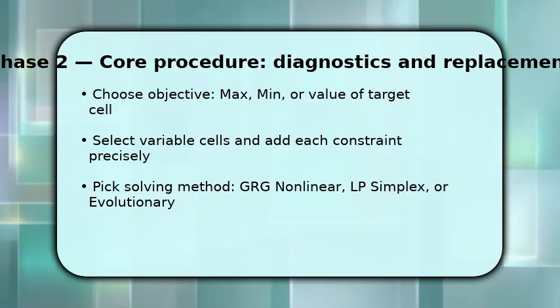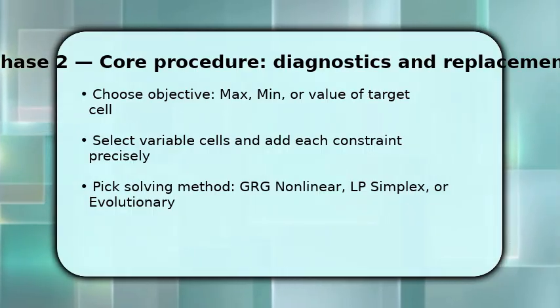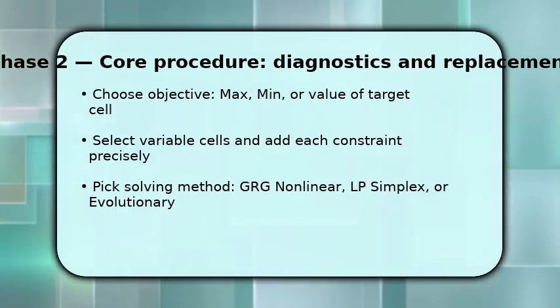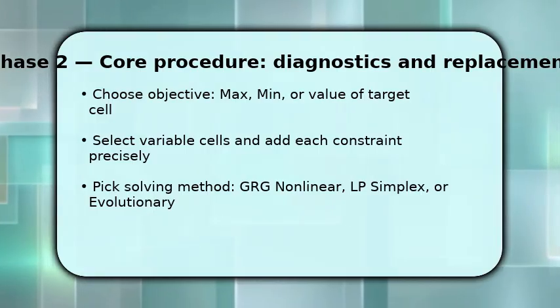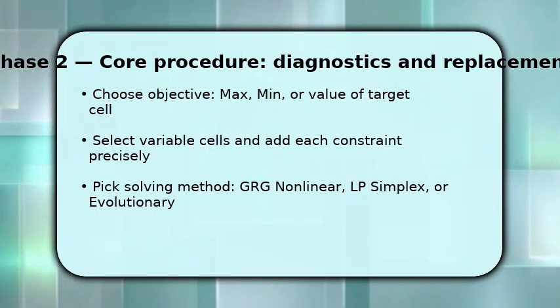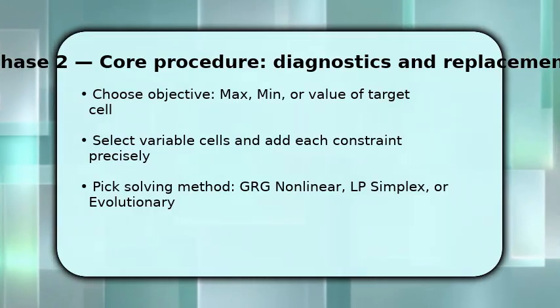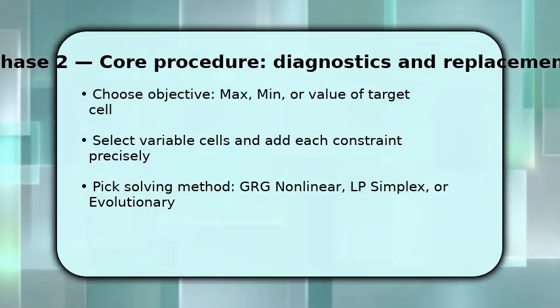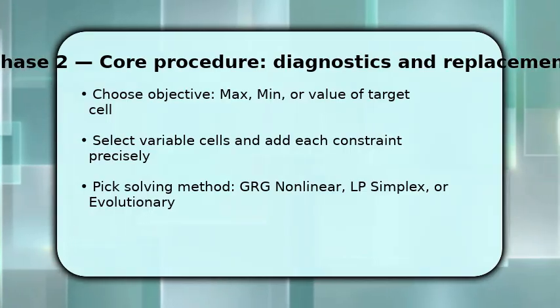Set the objective cell and pick max, min, or a specific value, then select the decision variable range. Add constraints one by one, choosing cell relationships and integer or binary flags where required. Next, choose the solving method that fits the model.